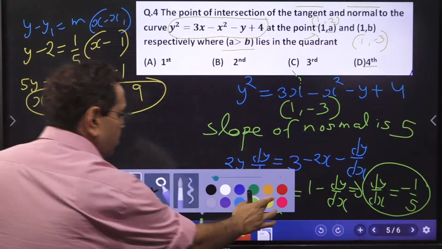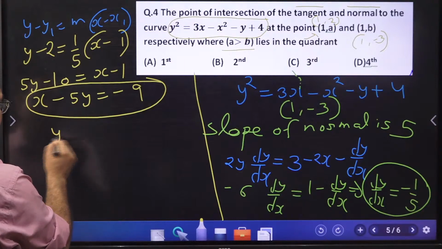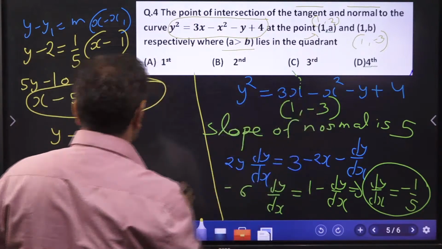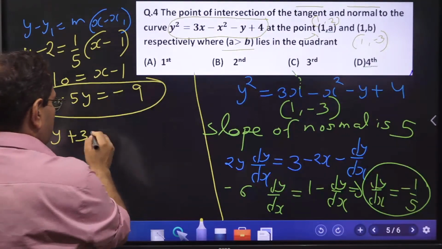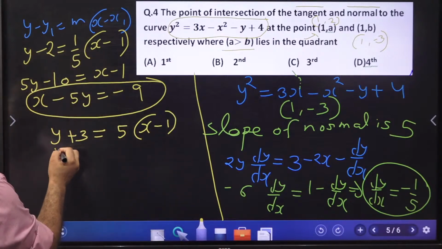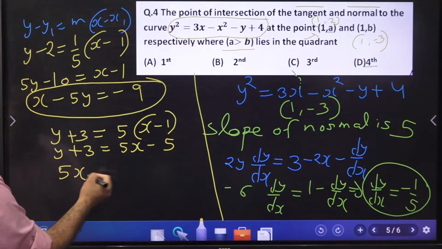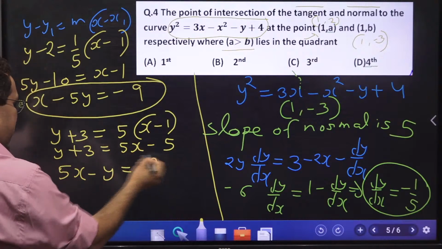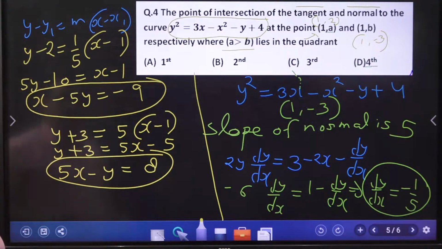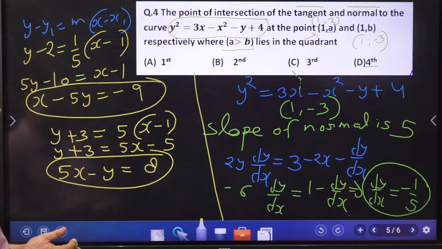So what is the equation of the normal? We can easily write the equation, again using this formula. So y minus minus 3, so y plus 3 equal to m, which is 5, into x minus 1. So y plus 3 is equal to 5x minus 5, or 5x minus y is equal to 8. So we have two equations, the equation of the tangent and the equation of the normal. We have to solve these two and we can calculate the intersection point. So in which quadrant that intersection point lies, that we can easily decide.